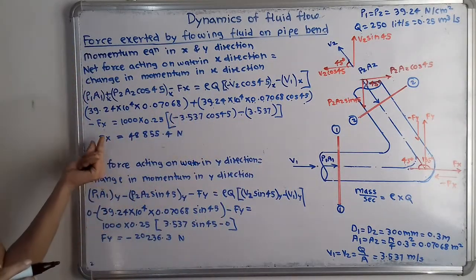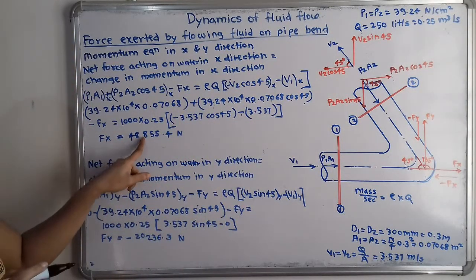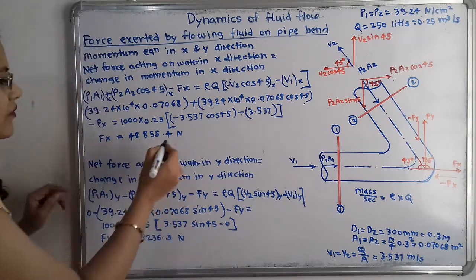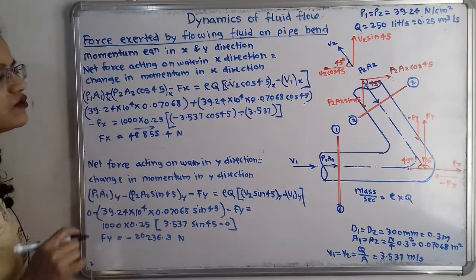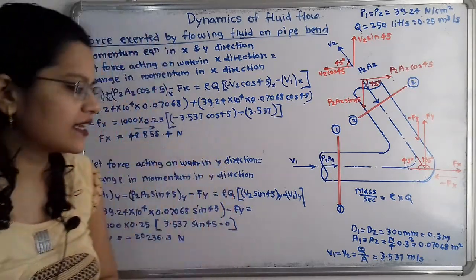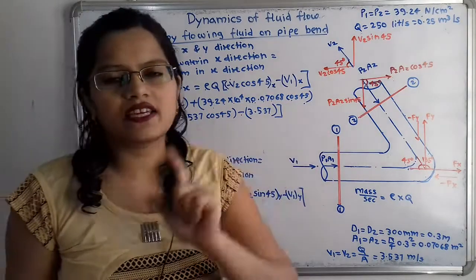So when we calculate this, we will get Fx equal to 48,855.4 Newton. This is a positive value, so we can show its direction is towards the right-hand side. Now we will move to the next, that is the momentum equation in the direction of y.